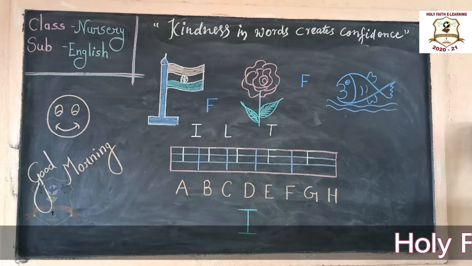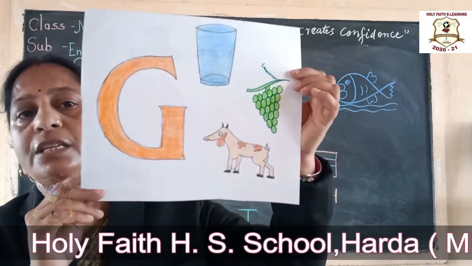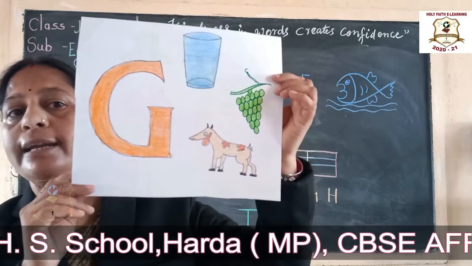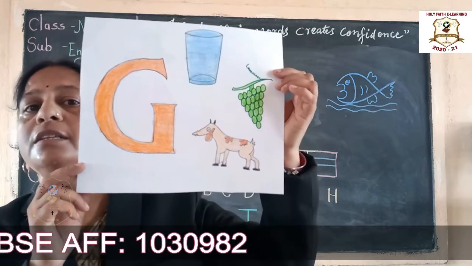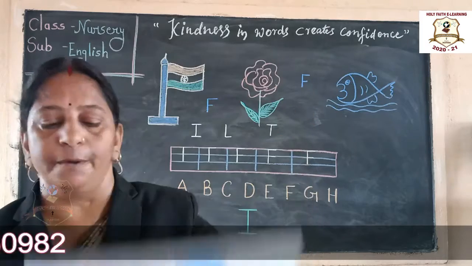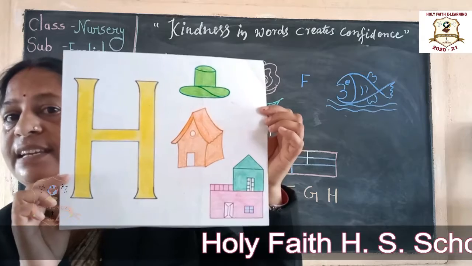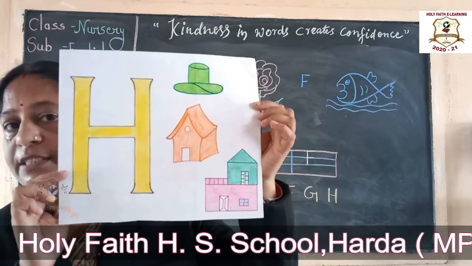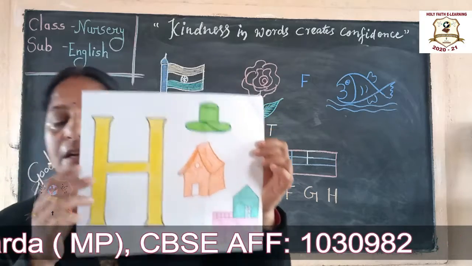Now next is G. Which letter is this? G. G for grapes. And sound of G is G. This H. Which letter is this? H. And sound of H is H.